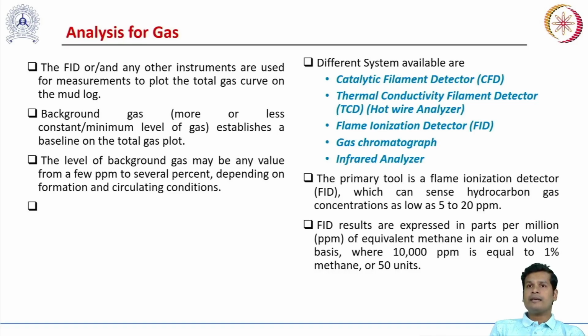So here we have mentioned the different types of instruments that we use for gas analysis. One is the catalytic filament detector that is used for the total gas analyzer. Then the thermal conductivity filament detector or the hot wire analyzer. This is also used for the total gas analyzer. Then the flame ionization detector is also used for our total gas analyzer. Gas chromatograph or mass spectrometry can also be used for our component analysis.